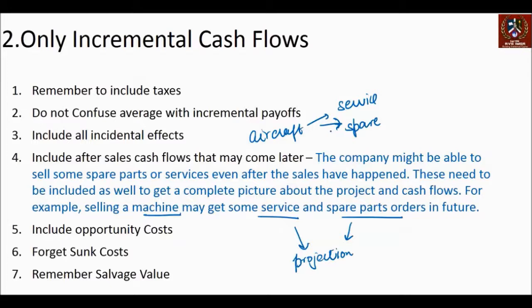Sometimes you might be actually purchasing an aircraft as a company. So a project might be purchasing of an aircraft. Purchasing of an aircraft needs to kind of look at these as incidental additional costs that will come in at a later point of time, right? So that also needs to kind of get captured when you're looking at cash flows, that just the sales may not be important. You may have other incidental cash flows like services or spare parts that might come at a later point. You do need to include those into the consideration as well, right?